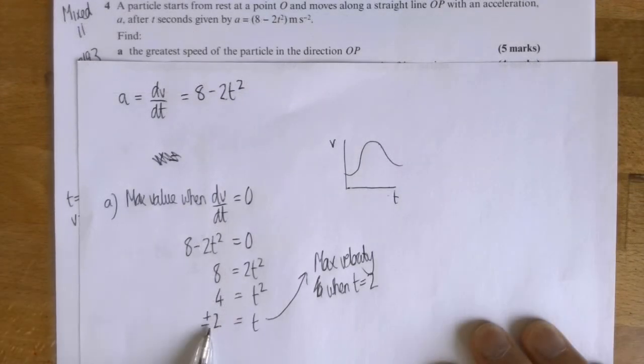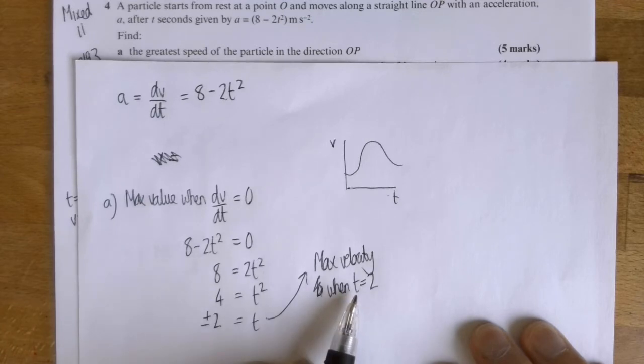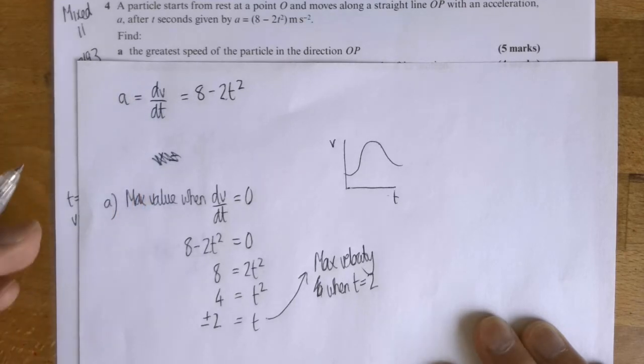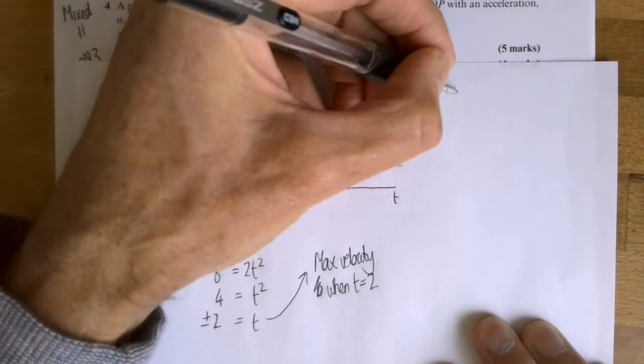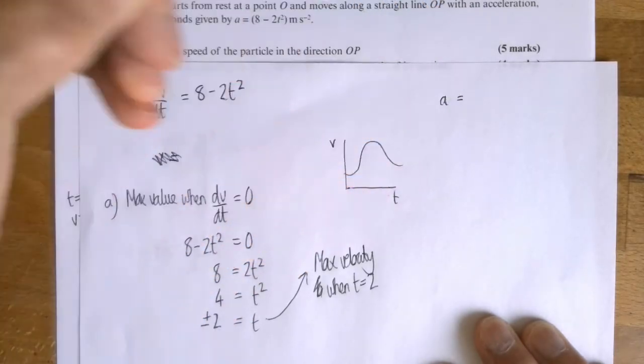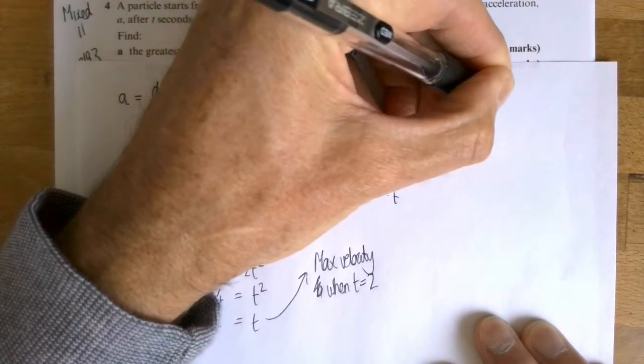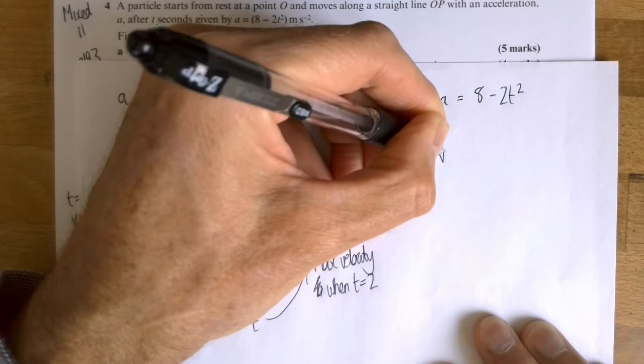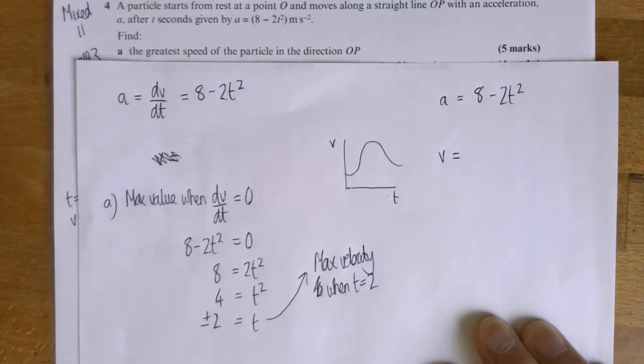So t could be plus or minus 2, but it can't be minus 2. So maximum velocity occurs when t equals 2, but the question doesn't say when does the maximum velocity occur. It says what is the maximum velocity. So we are going to have to take our a equals formula and integrate it to get a v equals formula and substitute in t is 2 to that.